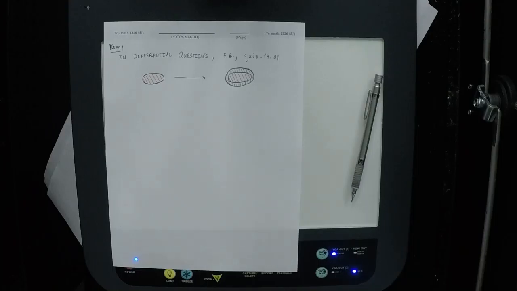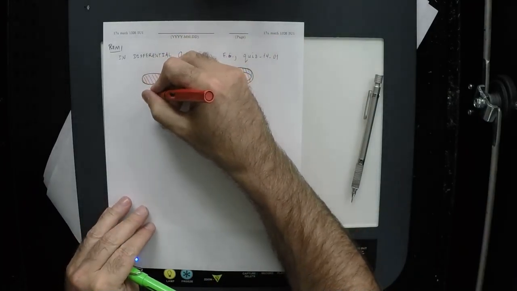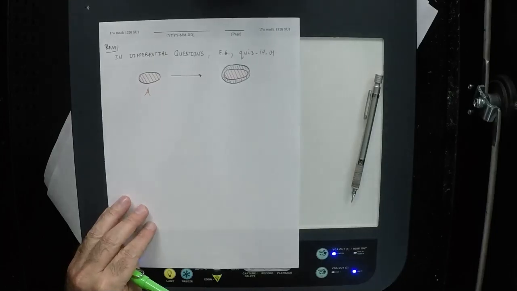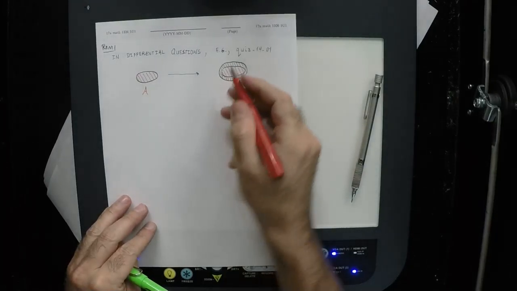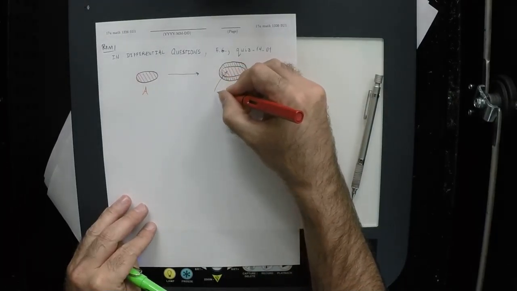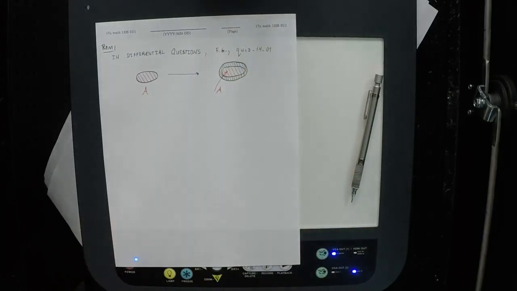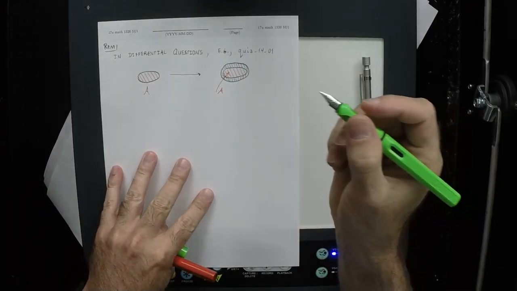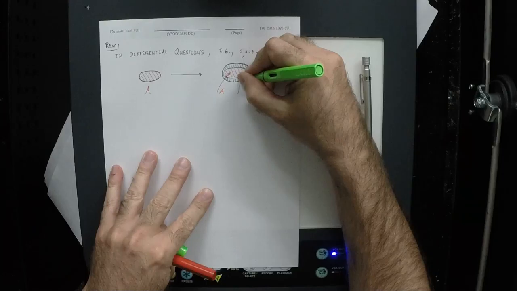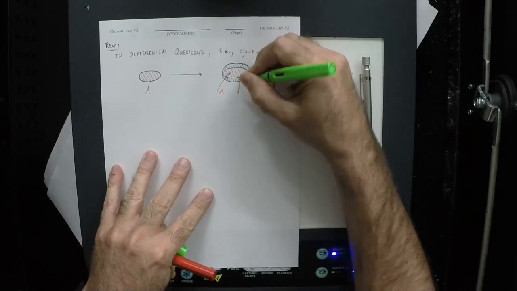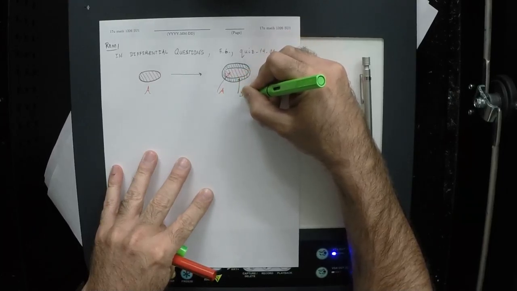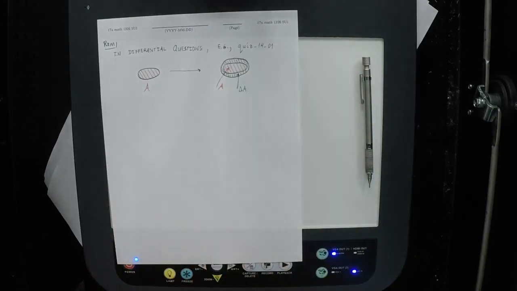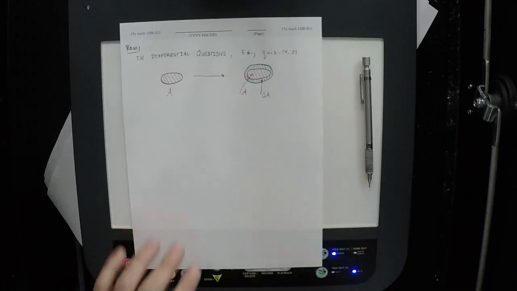Well, the red bit in that question anyway was A. This is still A. That's still A. And what's the name for the green bit? Not B. This is delta A. That's how much A changed. That's how much the area of the ellipse changed.